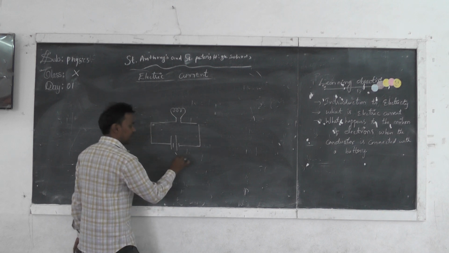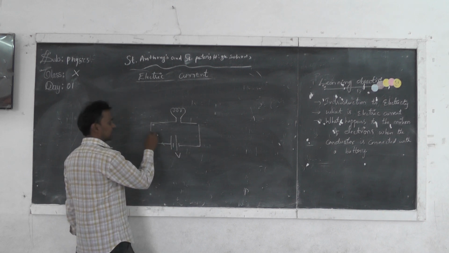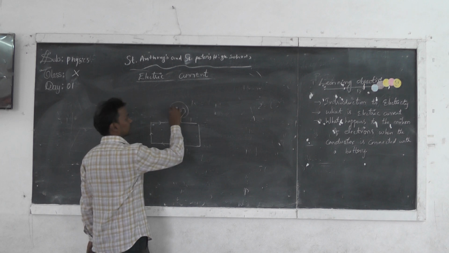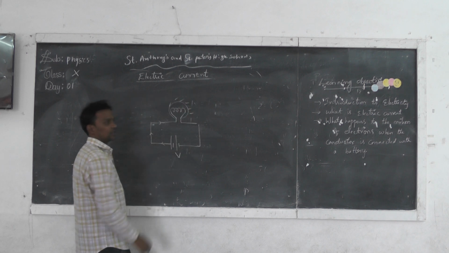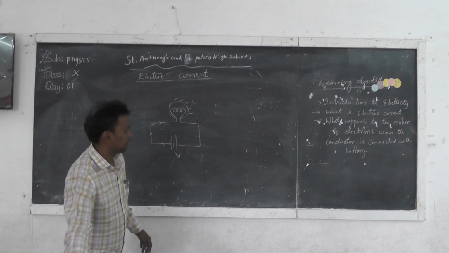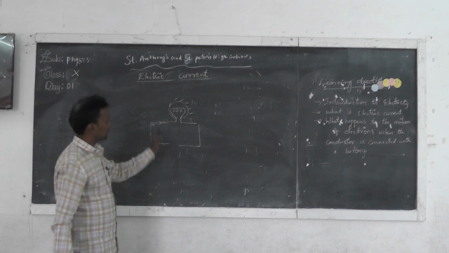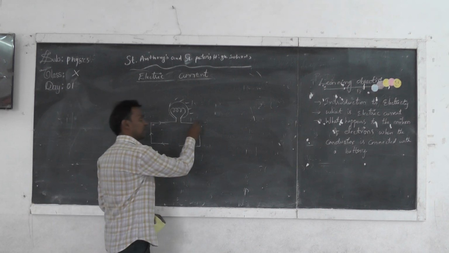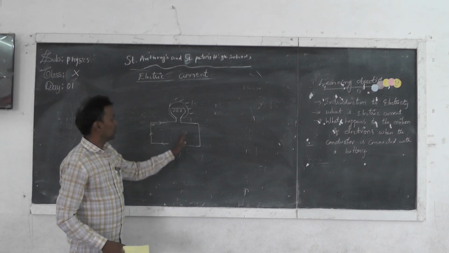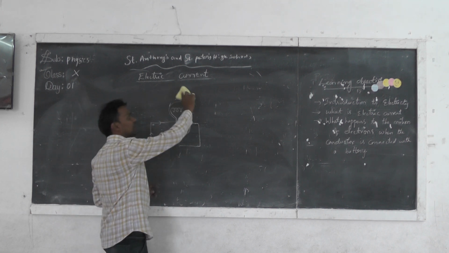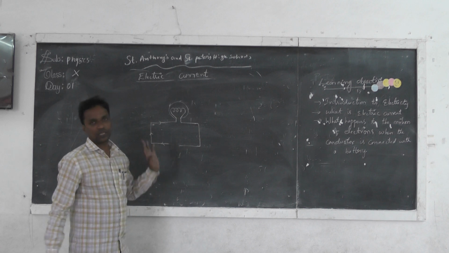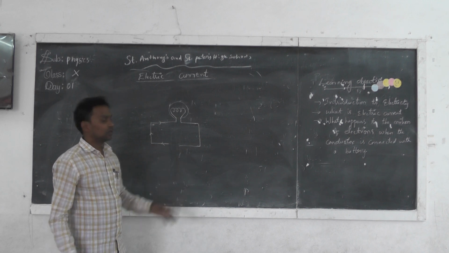Like this, when the battery is connected and these wires are there, then the bulb is glowing. If I remove this battery, even though these are conductors made up of copper, the bulb will not glow. Why? Because there is no source here. That's why this will not glow.